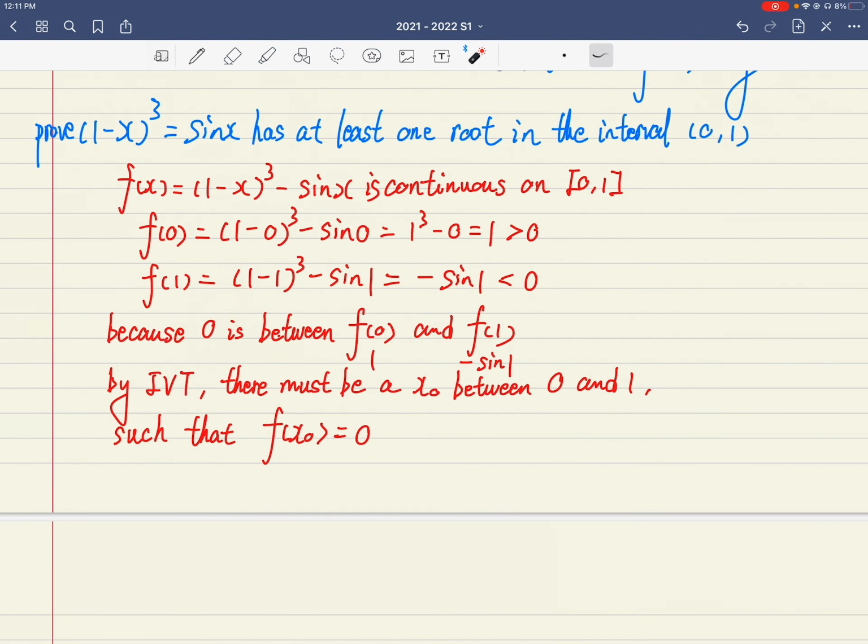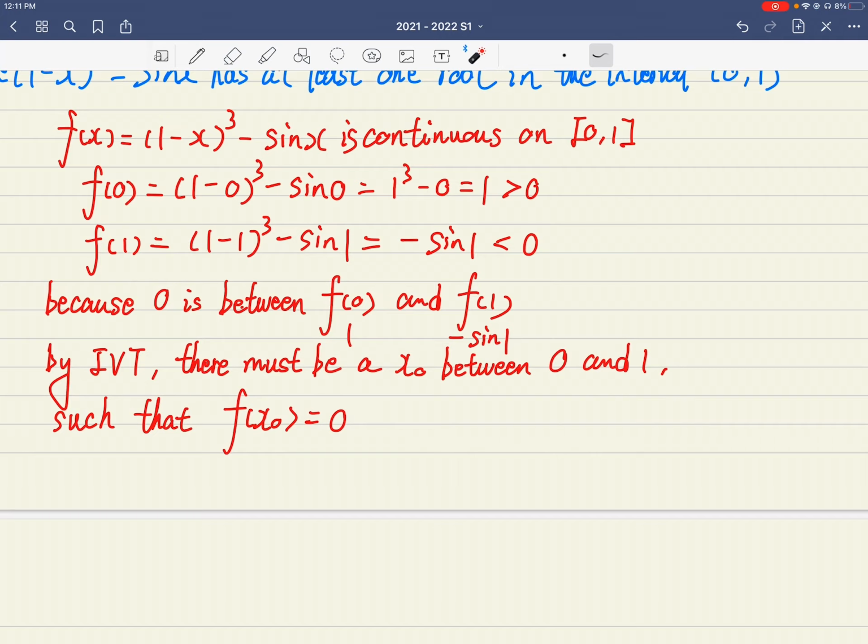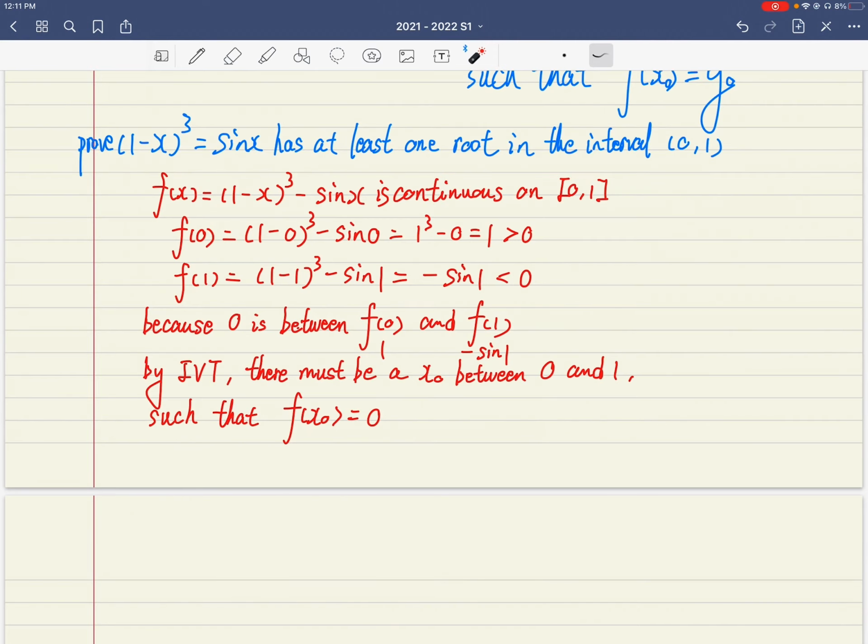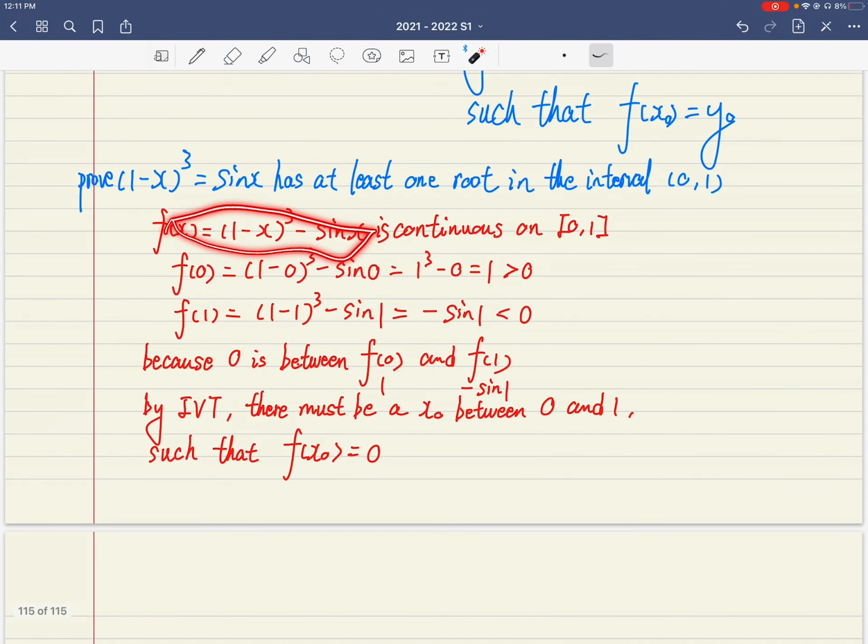So that's the intermediate value theorem. For any value between the starting point and the end point, there must be an x value giving us f(x) equal to that value. In this special case, that value is 0. So that's a proof. You can see there's a solution of f(x) equal to 0, and that solution will also be the solution of sine x equal to 1 minus x cubed. It will be the same thing. So that will be the proof of question 3.